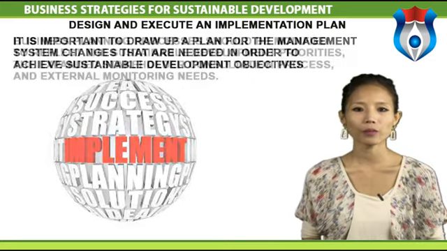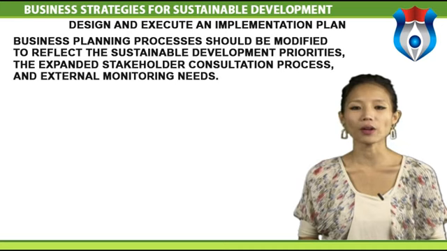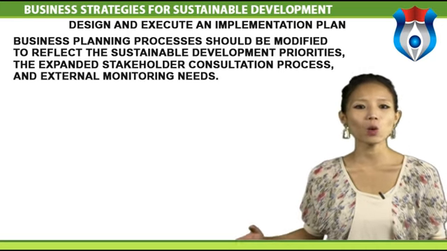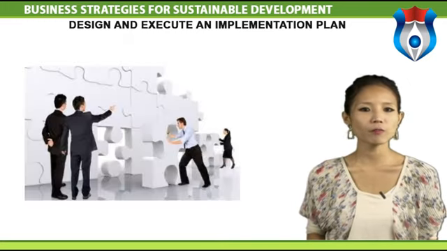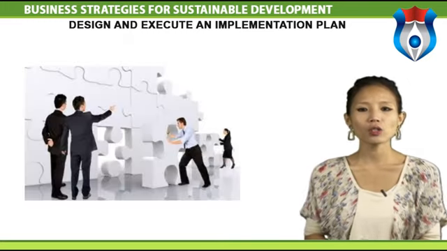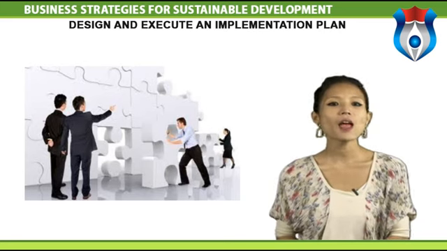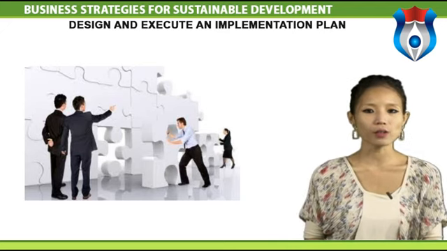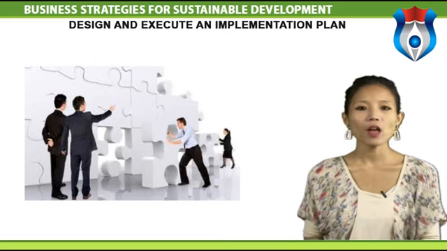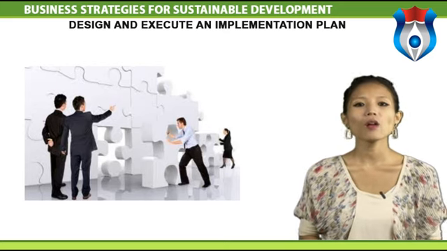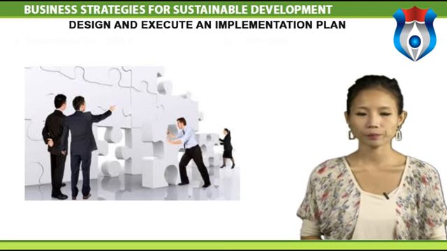Business planning processes should be modified to reflect the sustainable development priorities, the expanded stakeholder consultation process, and external monitoring needs. Management information systems should be enhanced in order to ensure that management and employees receive the information they need to assess their performance against the objectives. Marketing activities should consider customers' needs regarding sustainability. This will require changes to the organization's market research efforts.